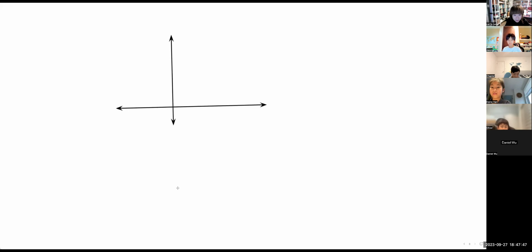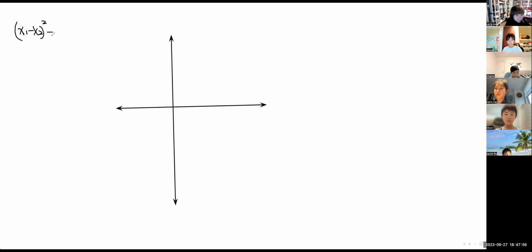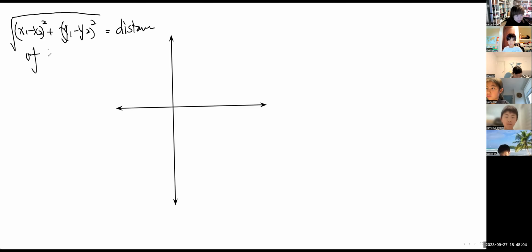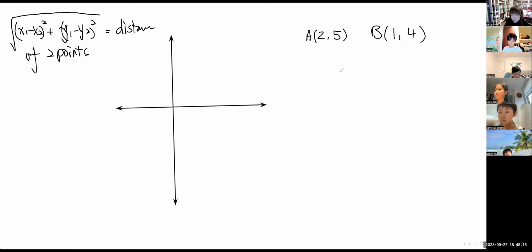Okay, so I'm going to put the formula here, everybody. The formula is the square root of (x1 minus x2) squared plus (y1 minus y2) squared, which equals the distance of two points. Okay, so I give you some points. A is (2, 5), B is (1, 4). Can you tell me what is the distance between A and B?